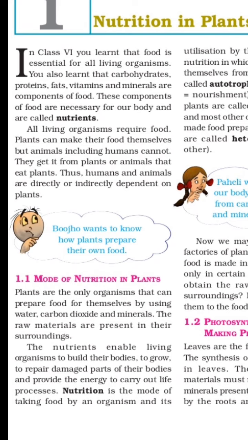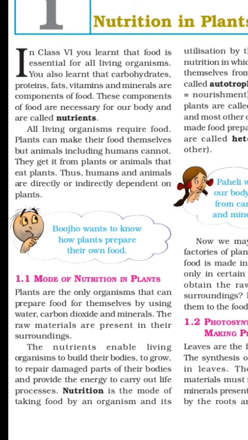In class 6 we already learned about the photosynthesis process. Shortly, the photosynthesis process is there. Now in this chapter we will learn a brief description of the photosynthesis process. Plants are the only organisms that can prepare their food themselves. They prepare their food by using water, carbon dioxide, minerals, and sunlight, all these things, and they prepare their own food.